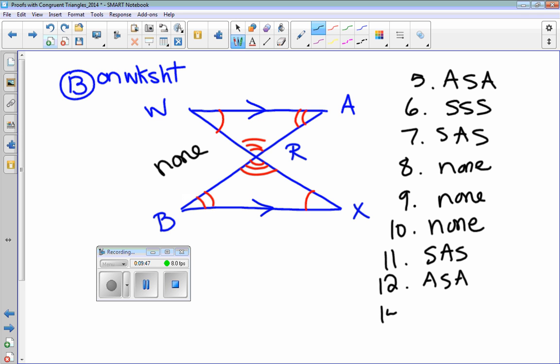Number 14 was angle, side, angle. Number 15 was none. And number 16 was side, angle, side. How did you get that? For number which one? 16? I got side, angle, side. You had not none? Okay.